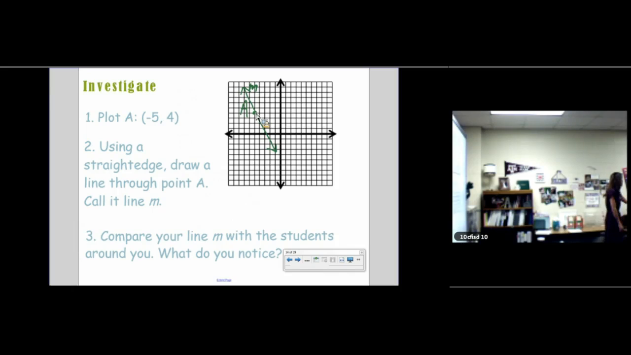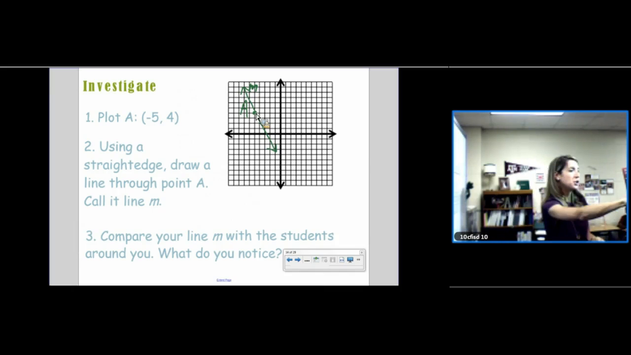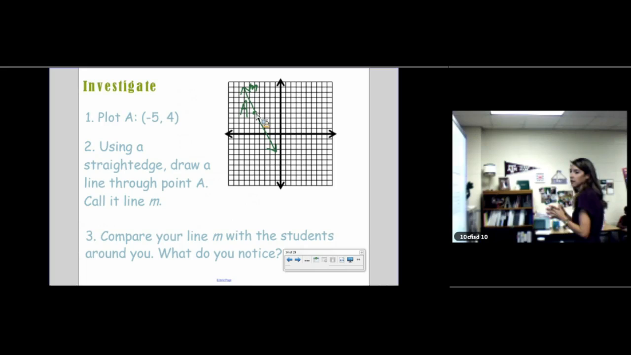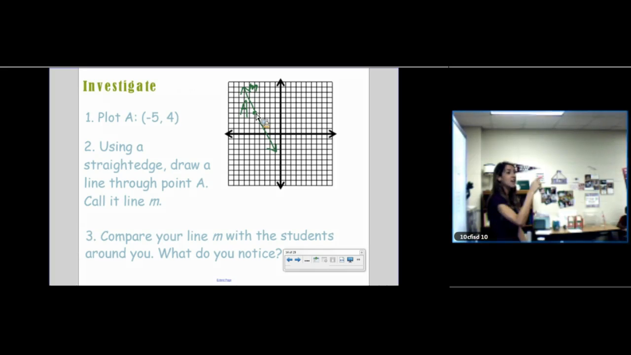We're on the other side. Look over. We're on the left side. Compare your line with the students around you. Show your friends your line. Show them which one you drew. Some people chose to draw vertical. Some did horizontal. Some did diagonal lines. What do you notice? What do you notice about your line compared to your neighbor's lines?